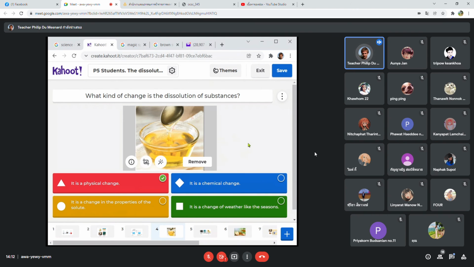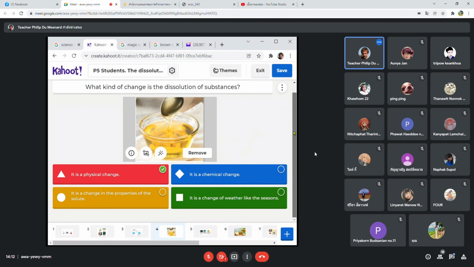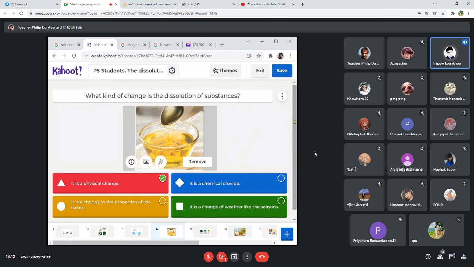Okay, this one we see honey. What kind of change is it, class? It got changed. Yeah. So it's the same like if I change water from ice to liquid, that is also a physical change. And why? Because I can change it back if I want to. If I put it in the freezer, I can make it ice again. So it's a physical change because I can change it back. If it's a chemical change, I cannot change it back.